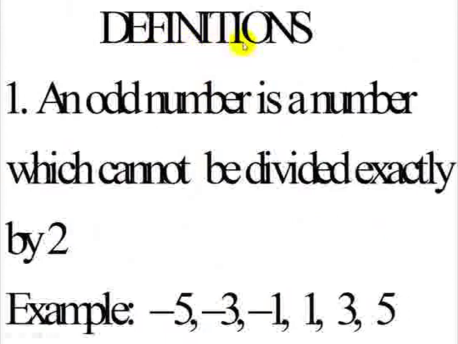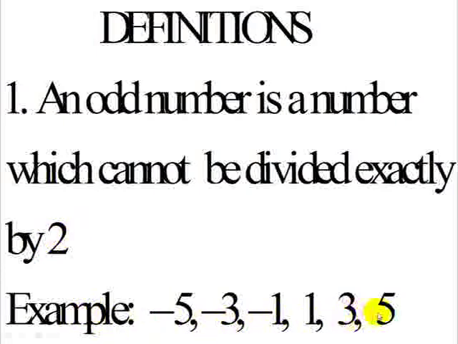Now let's look at some definitions. An odd number is a number which cannot be divided exactly by 2. When we say this, we mean that when we divide an odd number by 2, there is a remainder.